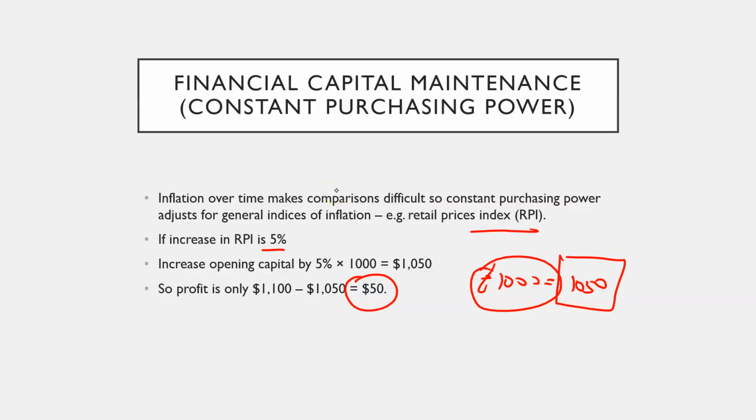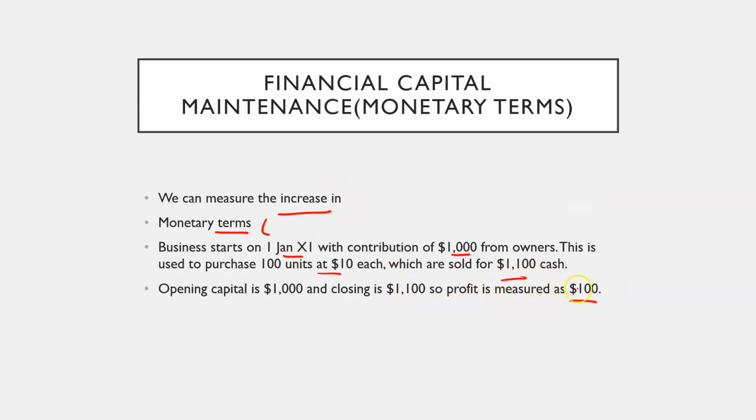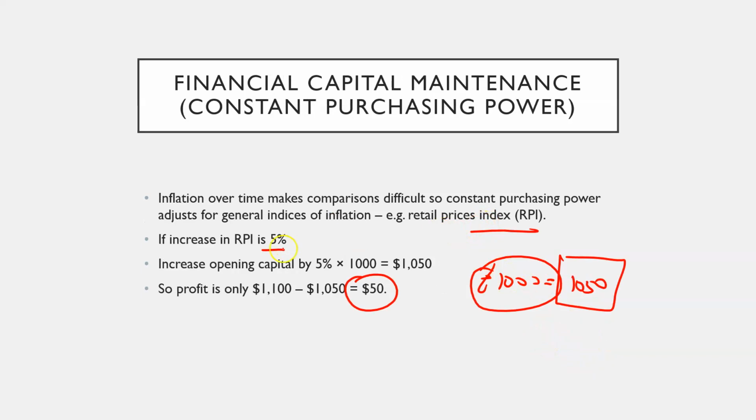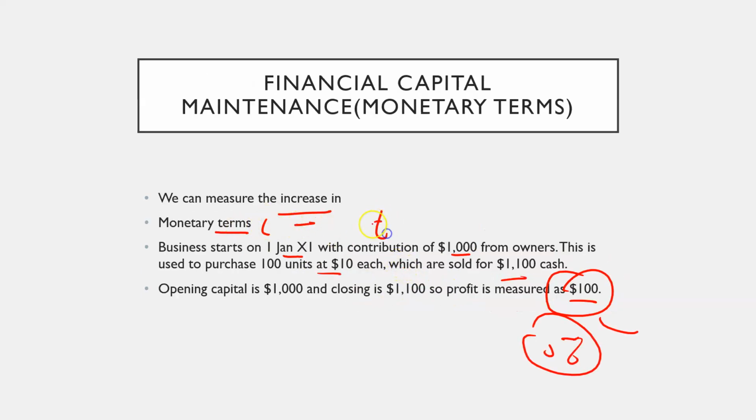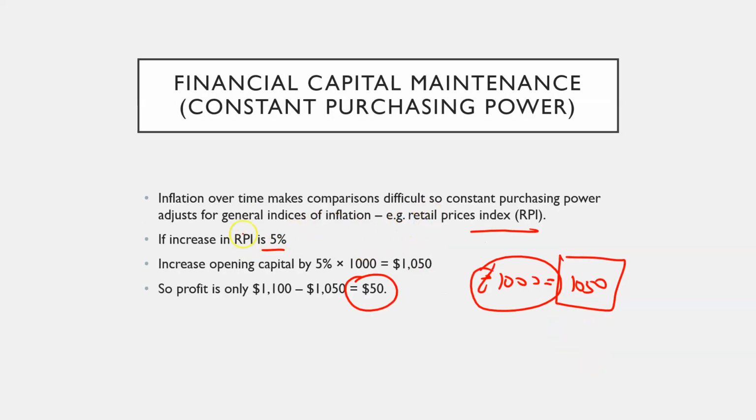The monetary method would just have said, listen, let's leave it at 100, but you know really and truly that your profit isn't really 100. There's inflation of 5% on your capital that you had to consider. And when you consider that, you deduct it. So using your monetary method, you would say your profits were 100, but using your constant purchasing power method, you would say your profits were only 50, because you had to cater for 5% inflation in your capital to make sure it could carry on next year.